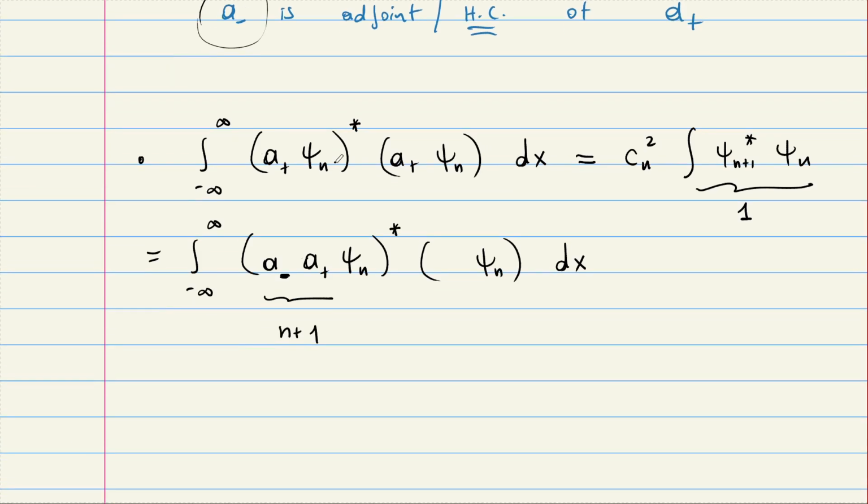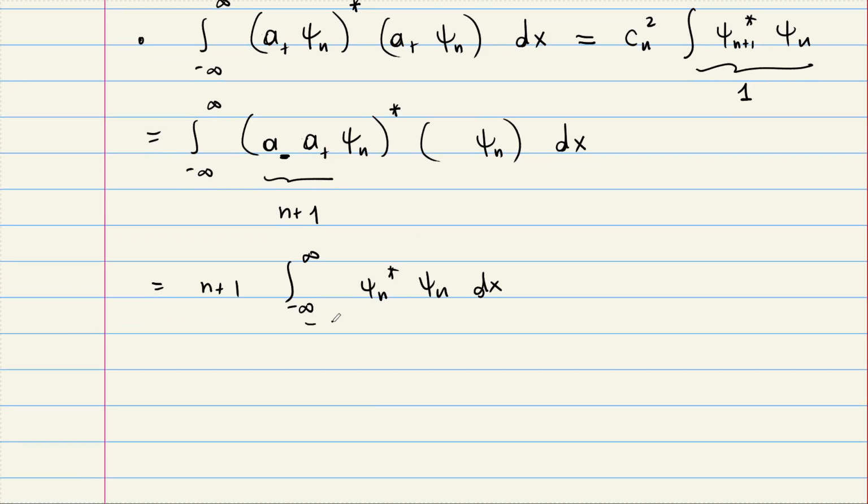And the thing I'm happy about is that this is n plus 1. That means this is equal to n plus 1, which is a number, so it can just come out of the integral: n plus 1 times the integral from minus infinity to plus infinity of psi n star psi n dx. But this is also normalized to 1. Then we found Cn squared is equal to n plus 1, so Cn is equal to root n plus 1. Good?